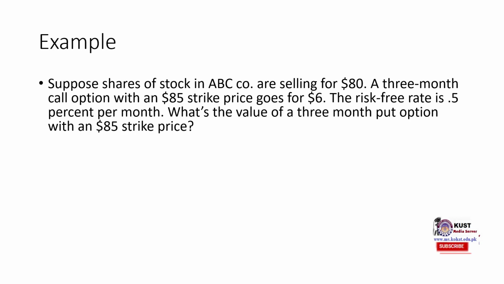Now suppose the shares of ABC company stock are selling at 80. This is our S0. A 3 months call option with a strike price of 85 goes for $6. This 85 is our strike price K, and this is the price of the call option. The risk-free rate is 0.5% per month. So for 3 months, that would be 0.5 multiplied by 3. What's the value of the 3 months put option? When we say value of the 3 months put option, we are asking what is the premium of the put option.